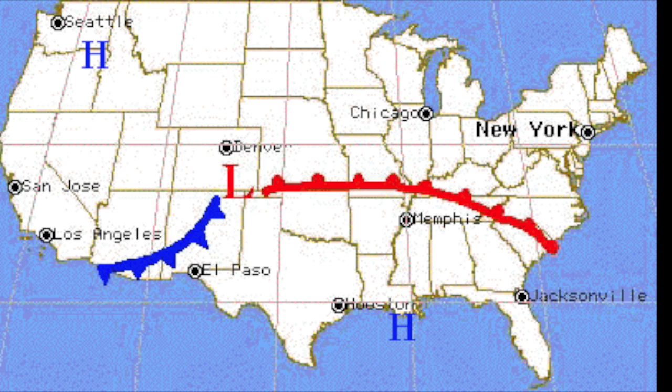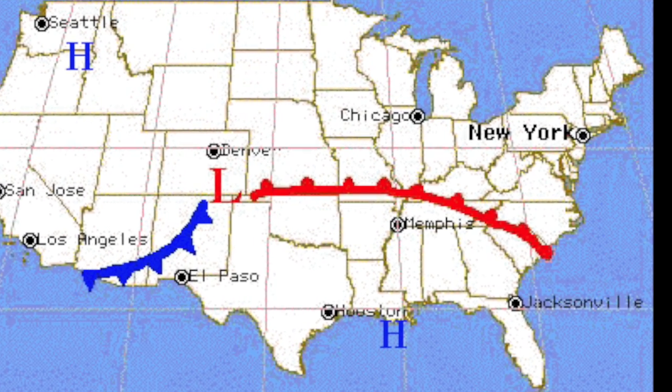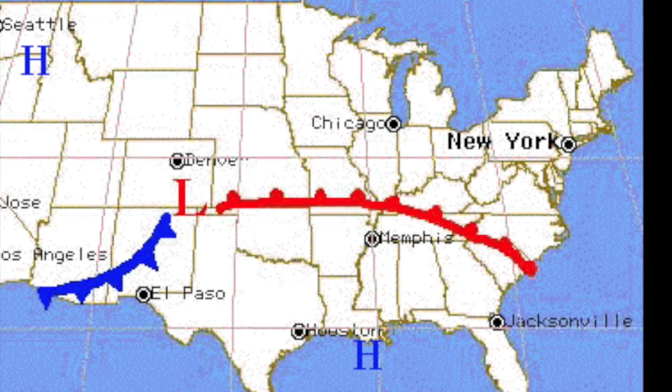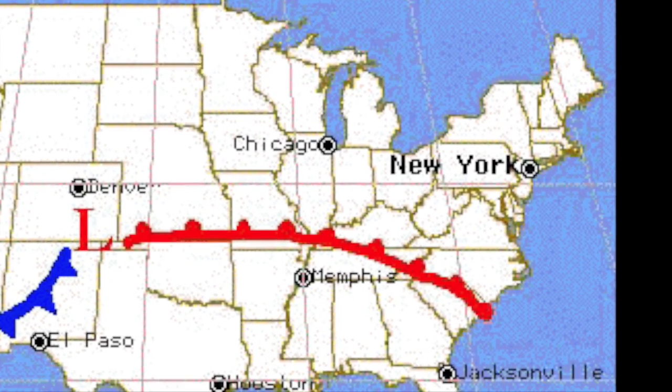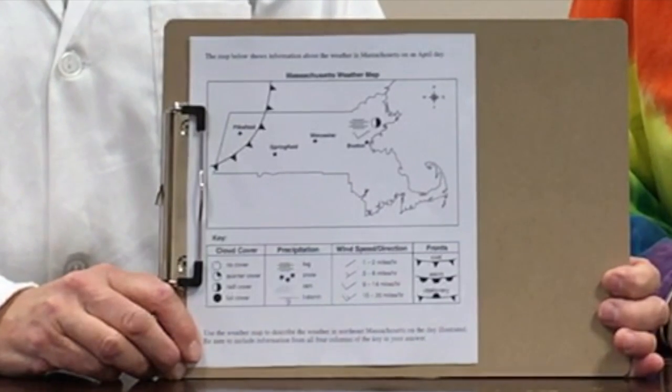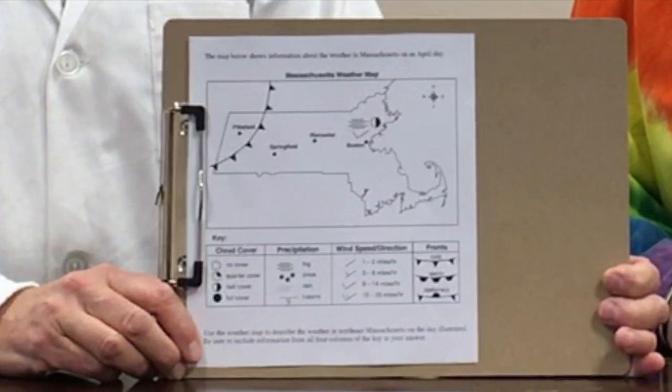One of the very challenging tasks in this unit is teaching students how to read and interpret a weather map. Students need to learn how to interpret symbols and use a key in order to understand the information contained in a weather map. Take a look at a 5th grade open response question about weather maps. The question asks students to describe the weather in northeast Massachusetts on a day in April.